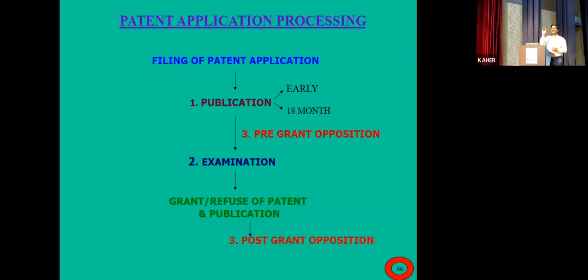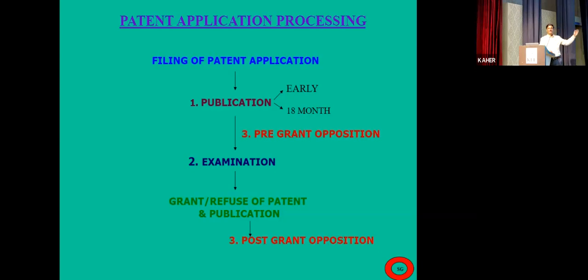Early publication, which we do within 1 month, is for when you are in need of urgency. For that you need to pay an extra fee, and there is one form, form number 9. If you file it, it will be published within 1 month. Nowadays we are publishing within 1 week.